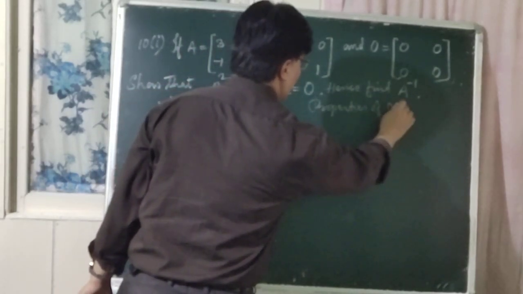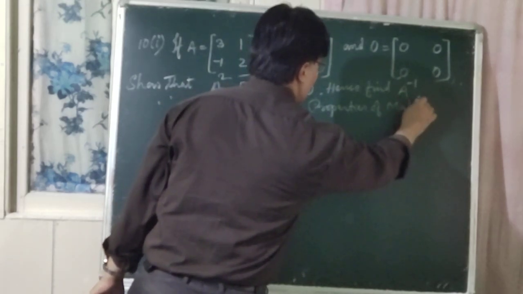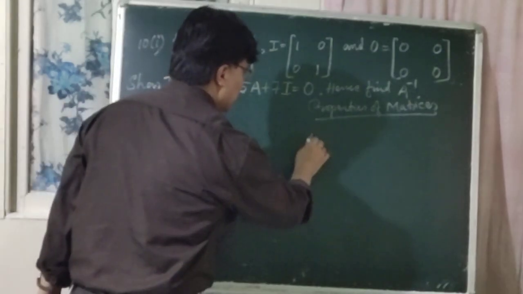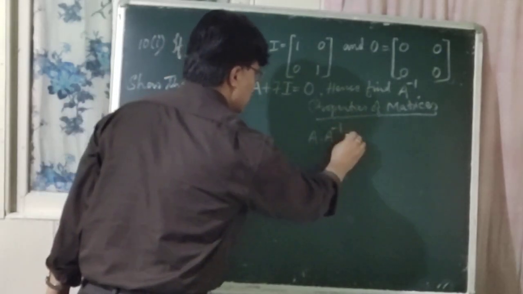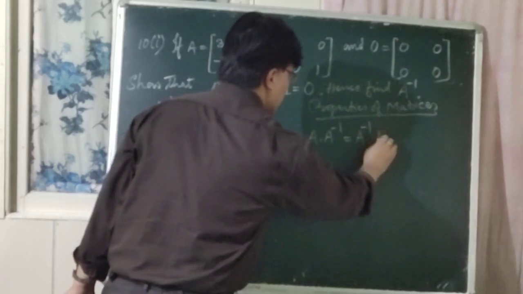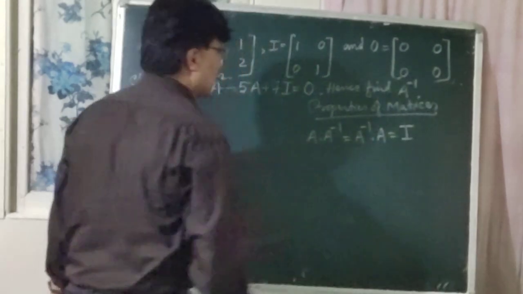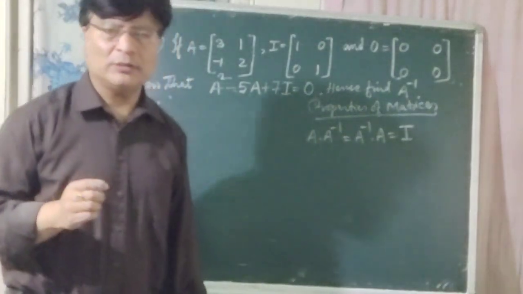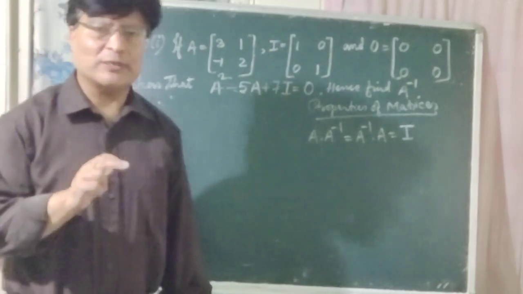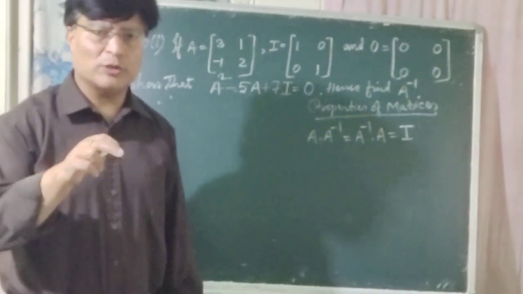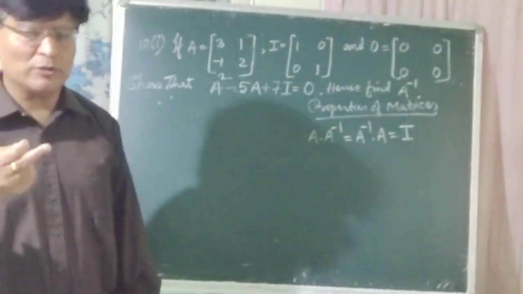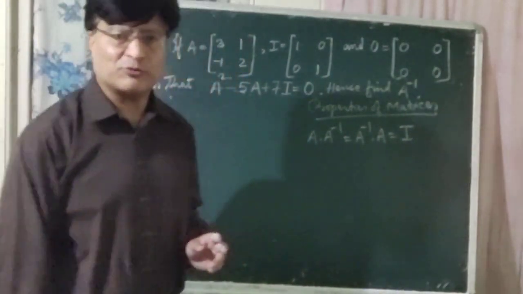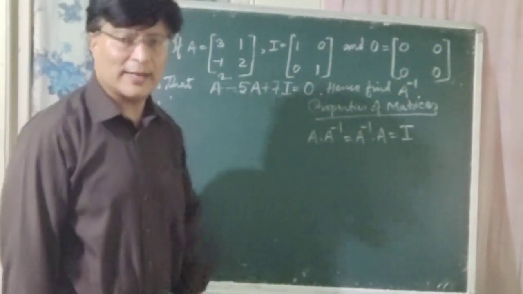The properties of matrices, that is, with A inverse: A dot A inverse is equal to A inverse dot A is equal to what? I. So it is just like your algebraic simplification. If you have X inverse dot X is equal to X to the power minus 1 plus 1, that is X to the power 0, which is equal to 1. But in this case you cannot write 1 because 1 is not the matrix. So you have to write I. That is your identity matrix.